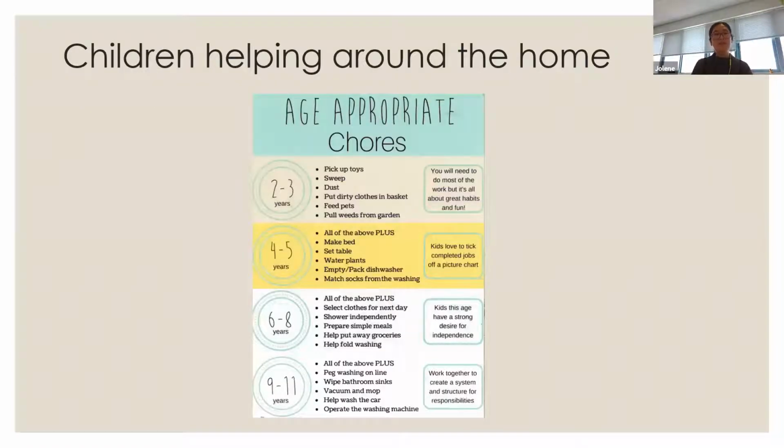It's what we were talking about earlier, getting them to do things. From 2 to 3 years, children can already start helping around the home. What we have here is a little bit of a guide as to what they can do around the home. At different ages, the amount of support you need to provide will be different. As they grow older, it's a good way of freeing up some time for yourself, because parents don't have to and shouldn't have to do everything for your children, especially once they reach 6 to 8, 9 to 11 years old.